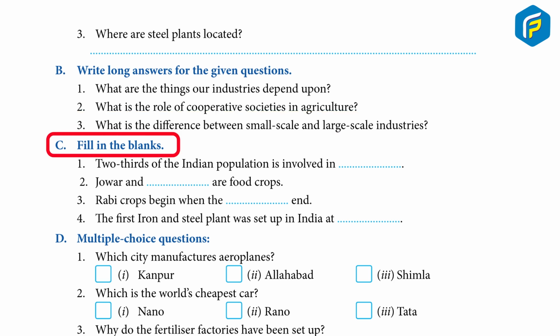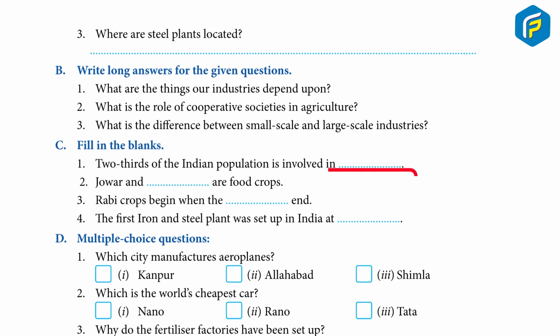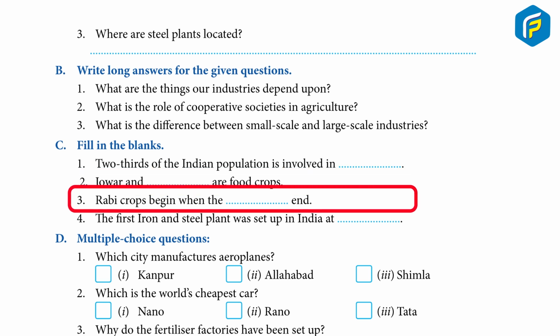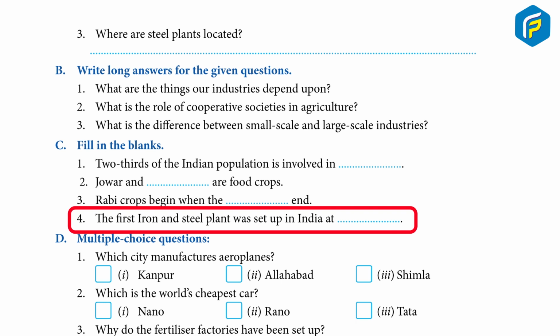C. Fill in the blanks. 1. 2/3 of the Indian population is involved in dash. 2. Jowar and dash are food crops. 3. Rabi crops begin when the dash end. 4. The first iron and steel plant was set up in India at dash.